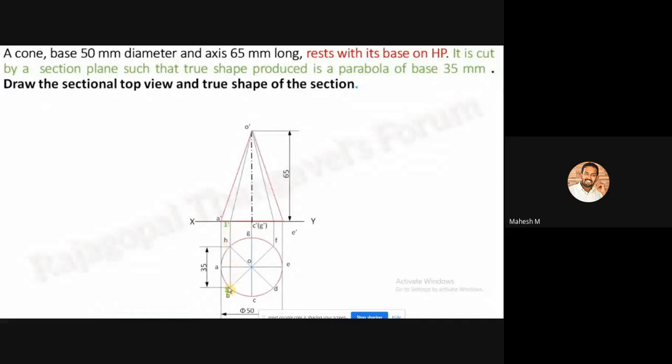That is, this 35 mm line should be vertical, and at the same time the starting point should touch the circle, the ending point should touch the circle, and also the distance should be 35 mm.